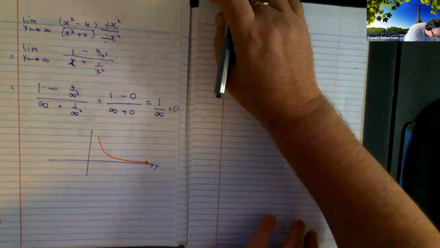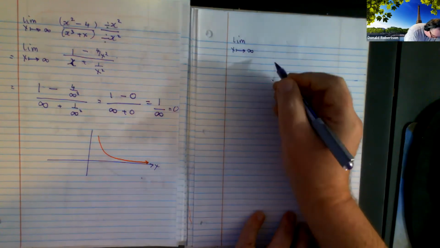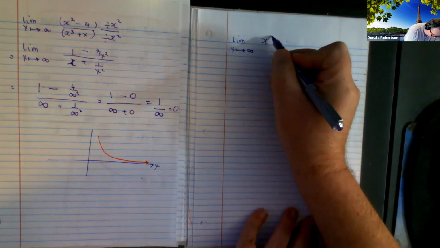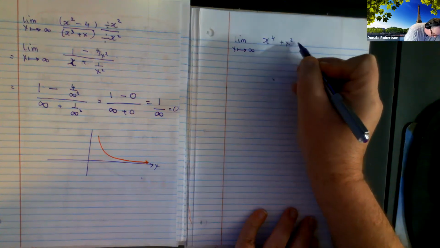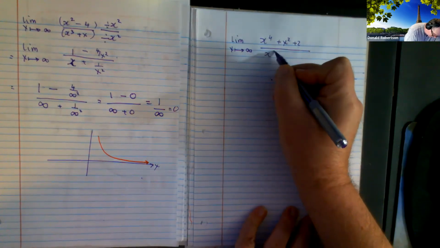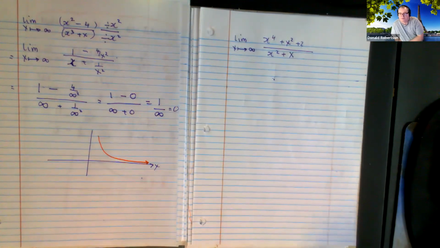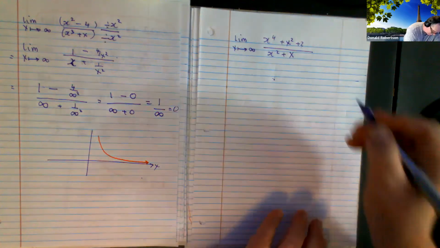So you have a limit as x tends to infinity, and it's going to be x to the 4 plus x squared plus 2. And on the bottom, it's going to be x squared plus x. All the questions I'm doing right now have polynomials, right? X cubes and squares, top and bottom, right? So this is the third situation. This is going to be infinite. But let's find out why.